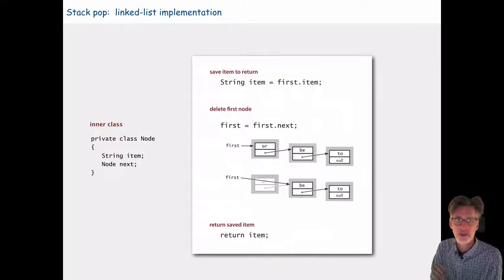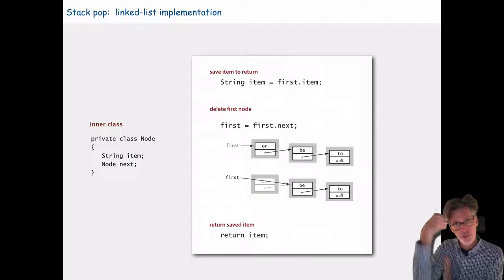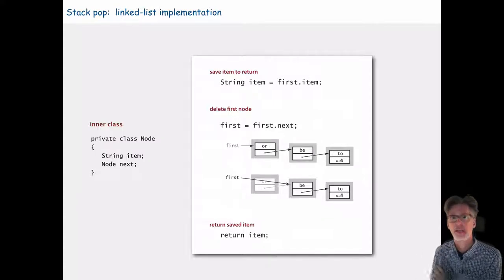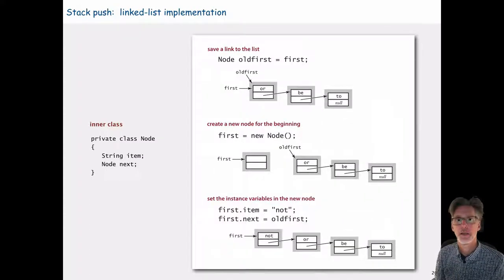Our nodes are going to be these pairs, these item-next pairs, and we need to keep track of what was the first node. That'll be our first field. And to pop something, all we need to do is save the first.item, remember what it is, then delete it by advancing the first pointer, and then simply return the item we saved. So super straightforward code. Push is also very simple.